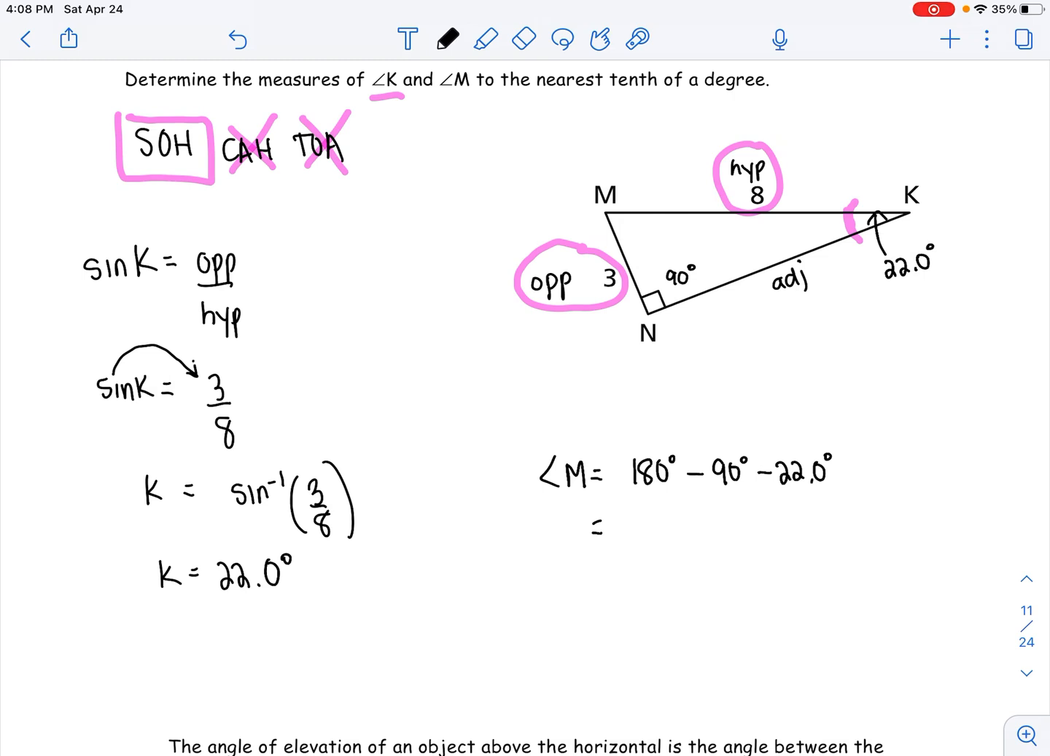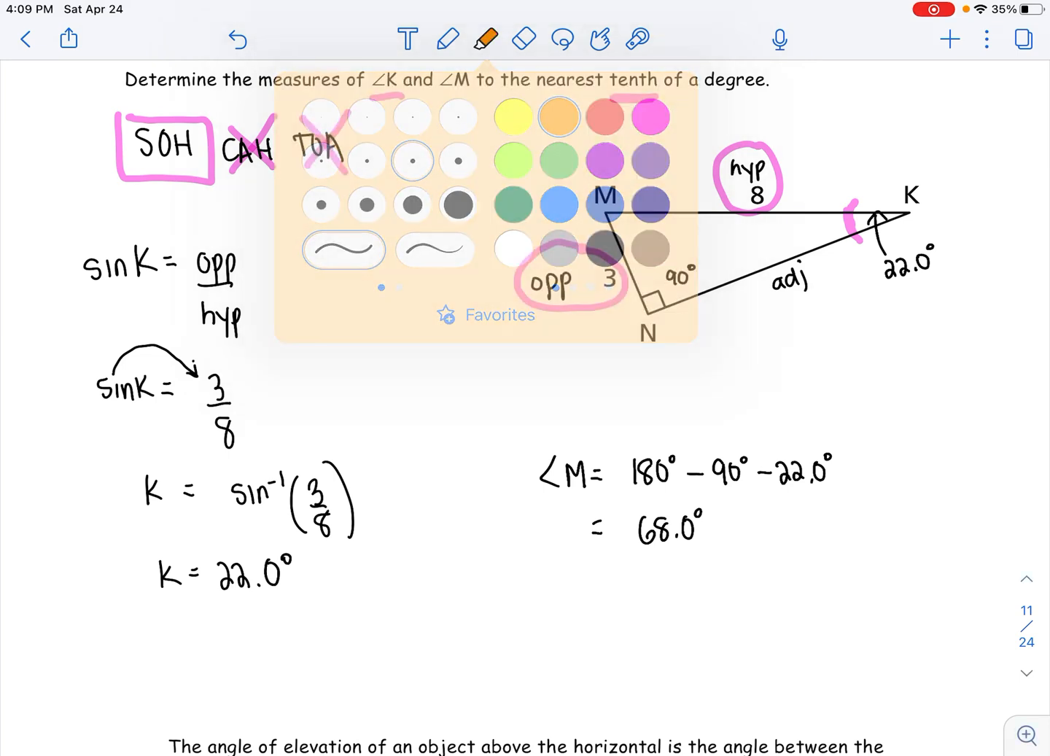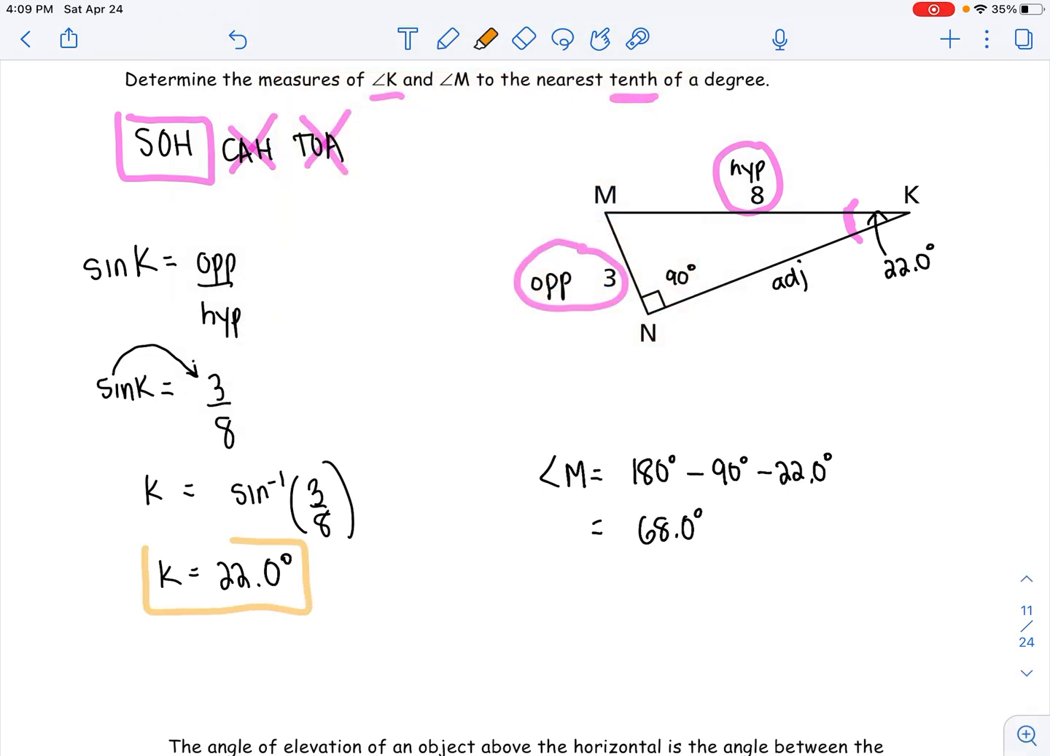So in your calculator, you are taking 180, subtract 90, which is that square, minus 22, which is what you just found. And you should get that it's 68.0 degrees because it's 68. So you have to add that 0.0 to show to the nearest tenth. See, tenth right there. Make sure you have one number after the decimal, even if there is no number really listed. So those are your two answers. They want us to find angle K and M. So we're done.